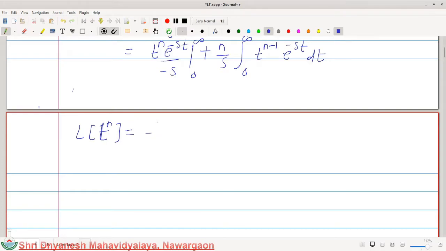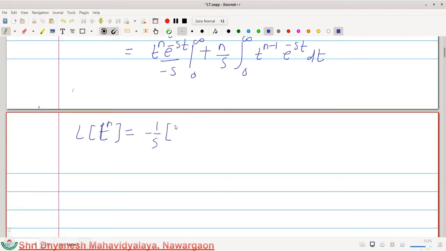you can take minus 1 by s outside and apply the limits, that is upper limit and lower limit, to this part. So at upper limit, that is at infinity, what does the power of e become? Minus infinity. And e to the power minus infinity tends to 0 obviously. I hope you know this. So as e to the power minus infinity tends to 0, 0 into anything will be 0. So first part of this will be 0.